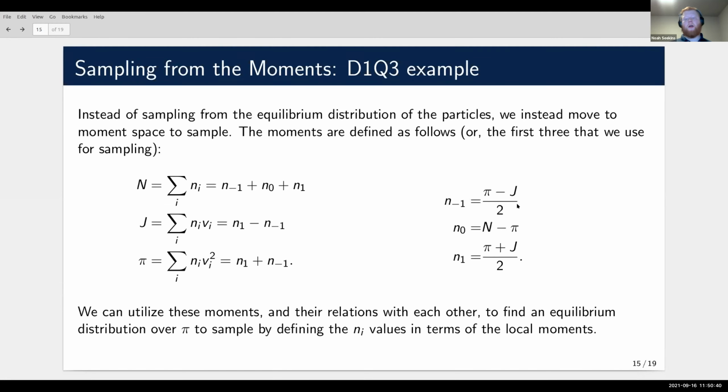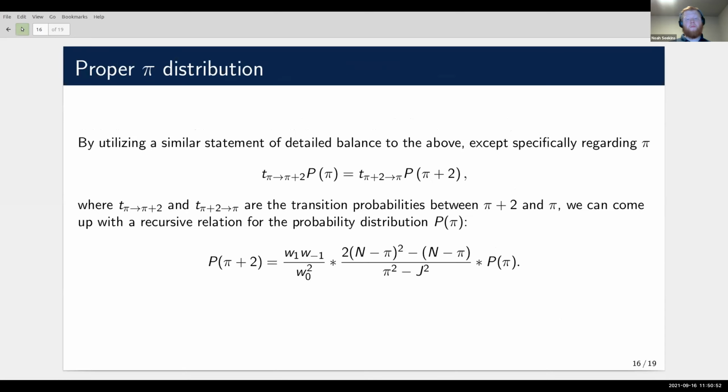As you can see here, given that n and j are constant, as long as we know pi, we can determine the values of all of the velocities. And we can utilize this to find an equilibrium distribution. So we take our detailed balance, where we have our transition probability of pi to pi plus 2 versus pi plus 2 to pi. Since we're doing binary collisions, the only operations that are allowed are to have two particles move from moving to rest particles, or have two rest particles become moving particles. That's the only way that momentum can be conserved.